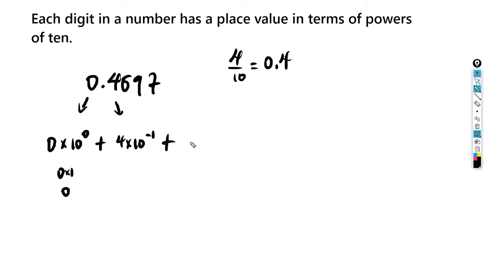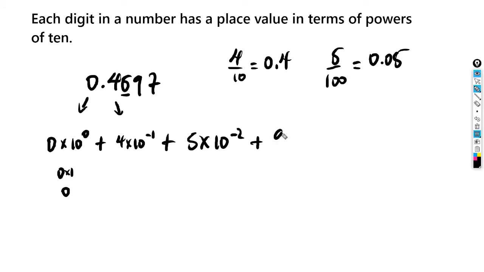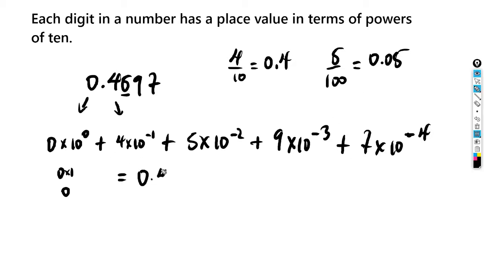Then the 5 would be 5 times 10 to the minus 2, which is the same thing as 5 over 100, which is the same thing as 0.05, which would represent this space here. Then the next one would be 9 times 10 to the minus 3, which is 9 over 1,000. Then the next one would be 7 times 10 to the minus 4, which would be 7 over 10,000. So this is the same thing as the decimal 0.4597, and this is really what decimals are represented as. Decimals are represented in the form of powers of 10 instead of as a fraction.